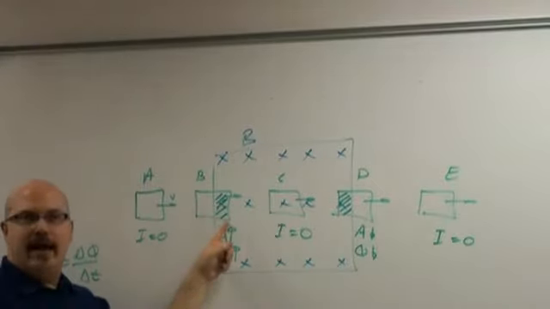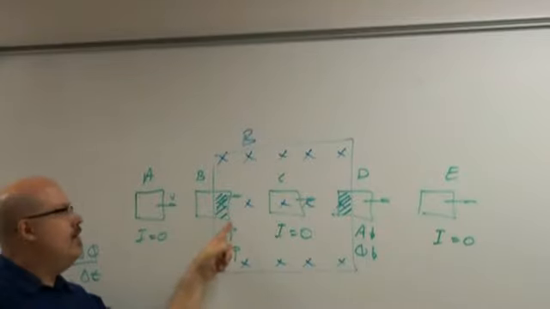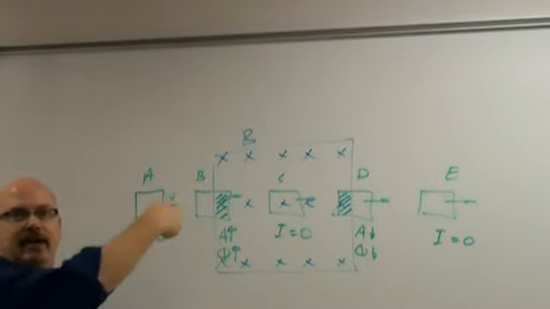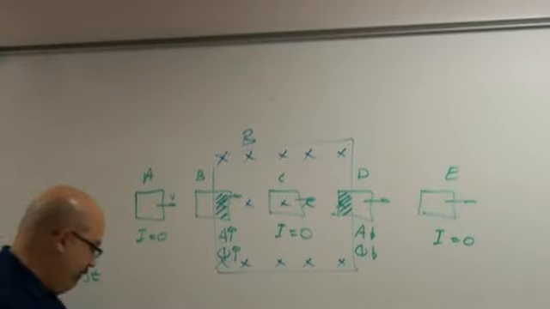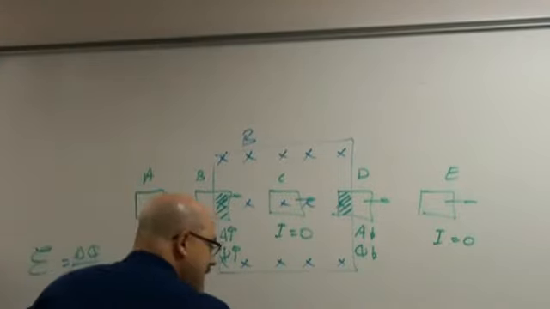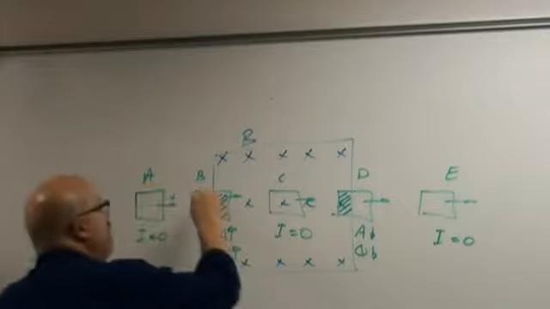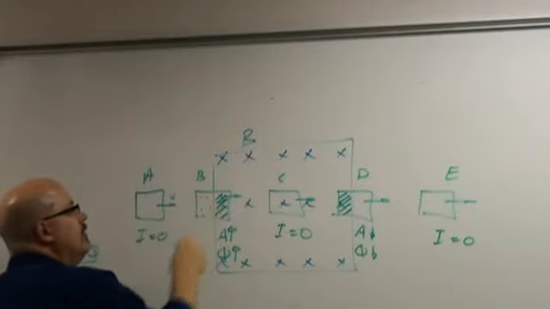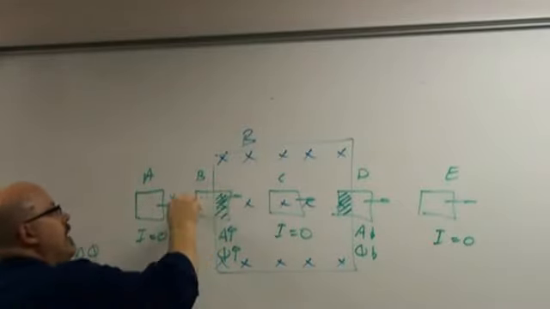How do I cancel out the increasing? By taking out some field. Okay, magnetic field's in, so I need magnetic field out. Very nice. So what I need is magnetic field out. So therefore I need current this way.